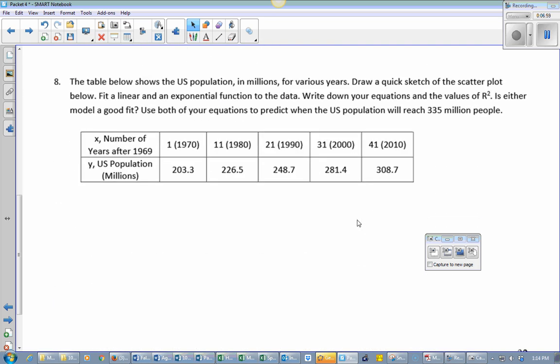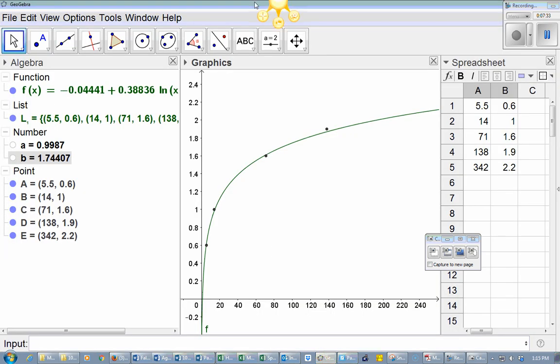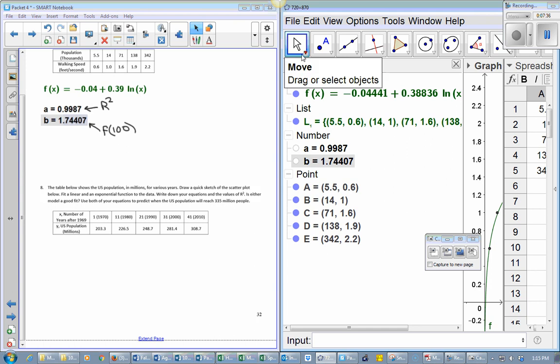All right, we got one more example here. The table shows the US population in millions for various years. We're going to create a scatter plot. We want to fit both a linear model and an exponential model for the data. Write down both equations, both values of R squared, and then decide if either is a good fit, and which one is better. Use both equations to predict when the US population will reach 335 million. All right, so let's do this and this.